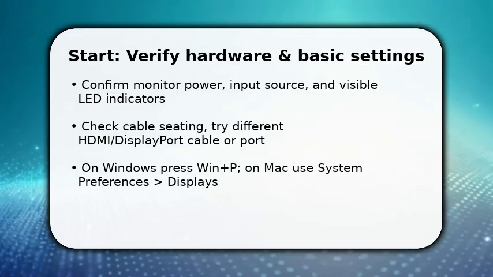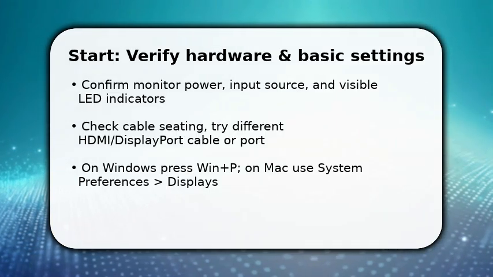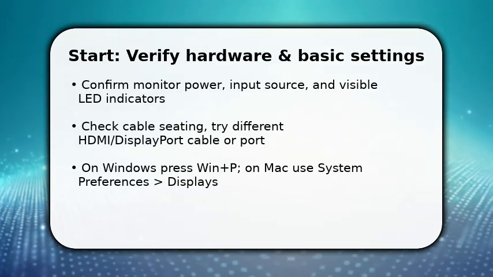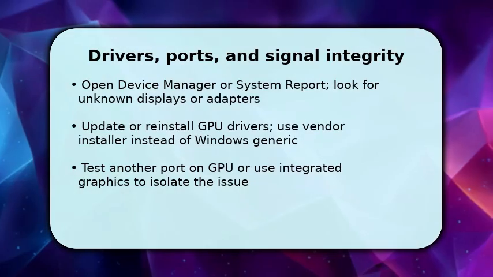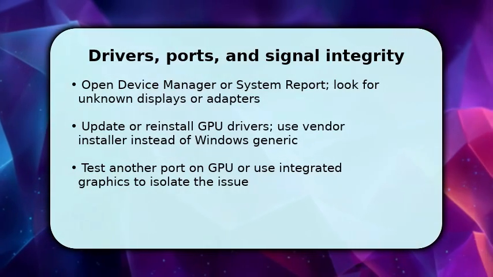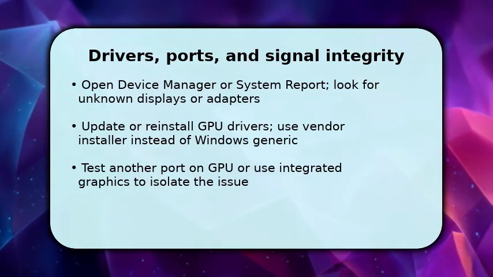Once done, use Windows Win+P to cycle display modes or open Mac displays to spot a detected screen. This gets you to the detection step fast. Now focus on the middle steps that usually reveal the root cause: software and signal path.